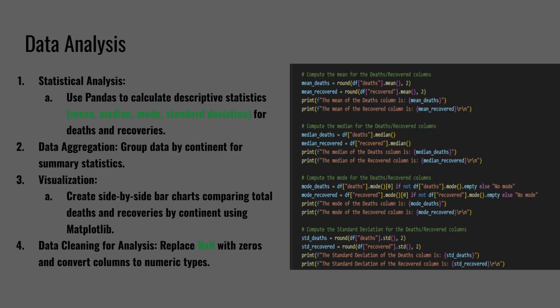Then for my data analysis, I used Pandas to calculate the descriptive statistics, the mean, median, mode, and standard deviation for the deaths and recoveries. I also grouped the data by continents for summary statistics. For my visualization, I created a side-by-side bar chart comparing the total deaths and recoveries by continent using matplotlib. And then for data cleaning for analysis, I replaced the NaNs with zeros and converted columns to numeric types.